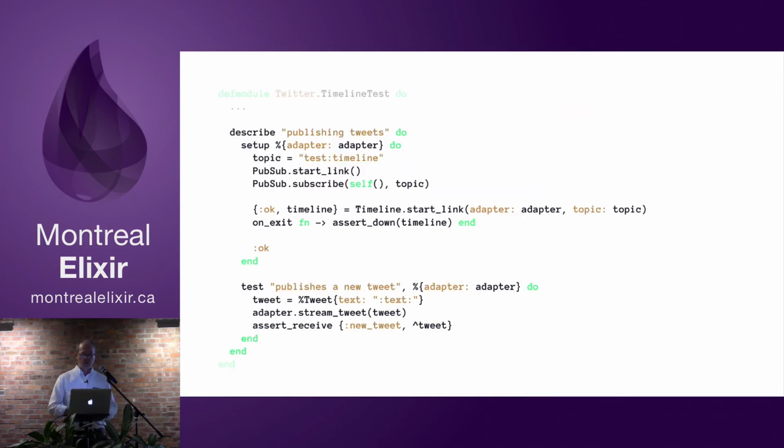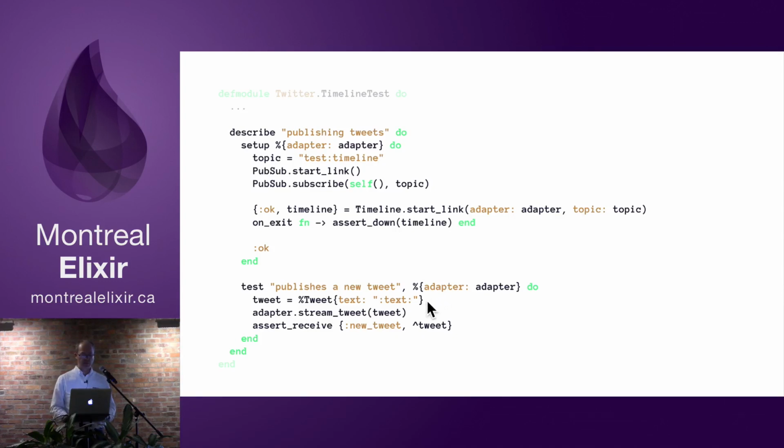So we need to test that. So we're back in the timeline test. We have some setup to do now, because now we have to deal with PubSub. So we're going to start PubSub. We're going to subscribe to a topic, and that will be the test timeline topic. So we're subscribing self, which is the process of the test. So the test process will be subscribed to the PubSub. We then start the timeline with the fake adapter and the topic to use. And then we have our small utility to assert the timeline is really down when we exit the test.